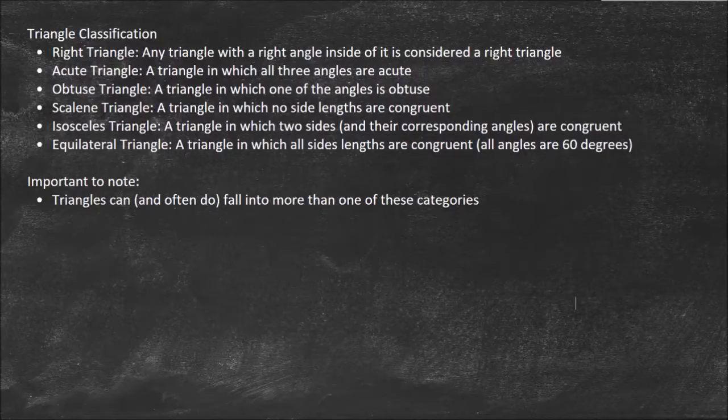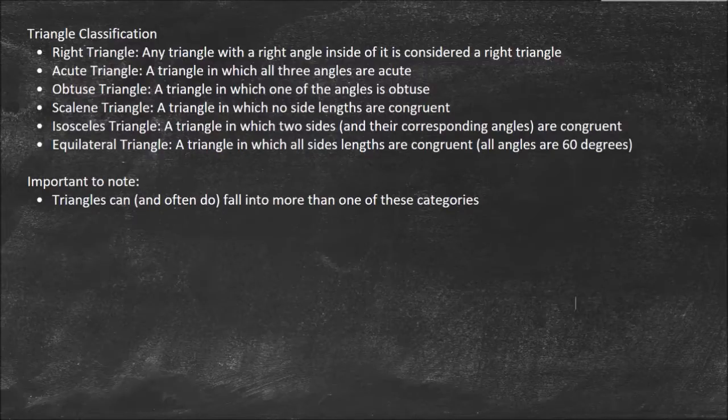And then the obtuse triangle is if any one angle in the triangle is obtuse, meaning it's between 90 degrees and 180 degrees, then you have an obtuse triangle. And remember that only one angle could be obtuse in a triangle because the total angles need to add up to 180 and obtuse angles are greater than 90. So if you have 2 obtuse angles, then you're already over 180. So you can only have one obtuse angle in a triangle. So if it has an obtuse angle, it's an obtuse triangle.